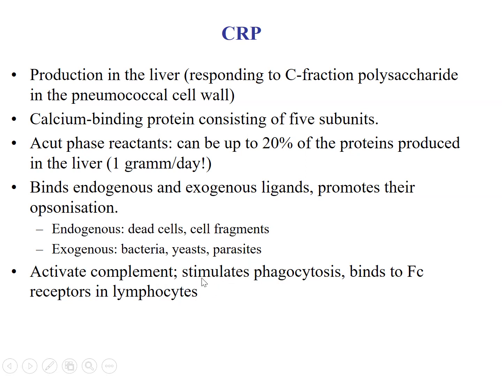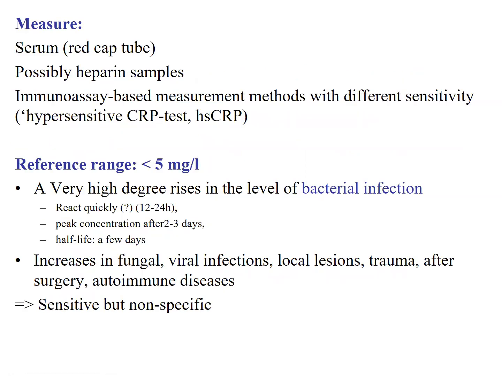It will stimulate phagocytosis and binds to Fc receptors on lymphocytes. How can we measure it? Of course, we have to collect serum, blood with this typically red cap tube from our patient. But from the emergency room, for example, many times we use heparin samples. And for the measuring, we use immunoassay-based measurement with different sensitivity. Today, we use the high-sensitivity CRP test because this is the most sensitive, of course. We have a reference range, which is lower than 5 milligrams per liter.